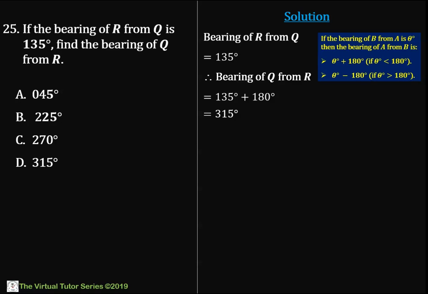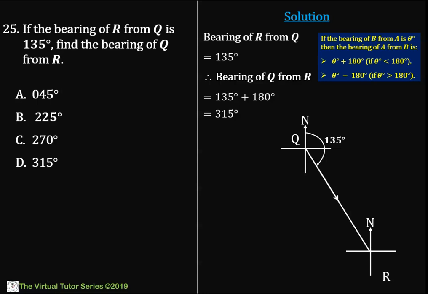We can also determine the bearing of Q from R using a simple sketch. First of all, we have point Q. Bearing is measured in the clockwise direction from the north. So a bearing of 135 degrees from Q is 135 degrees from the north, ending in the southeastern direction. We then extend the line from Q to R. So here is point R.